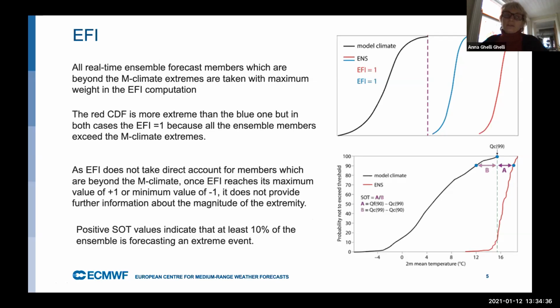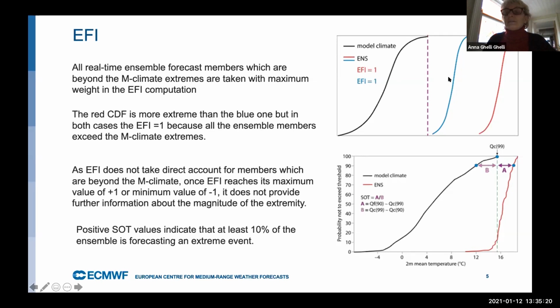Okay, so if we go now to the next slide, which is a little bit of an introduction to the SOT, which somebody has requested, the shift of tail. I have to explain why we actually need this additional parameter, this additional product, to give you some more information about how extreme an event might be. So if we're looking at the first plot here, you have the usual climate and you have your usual red line, and you also have a blue line here, which is yet another forecast.